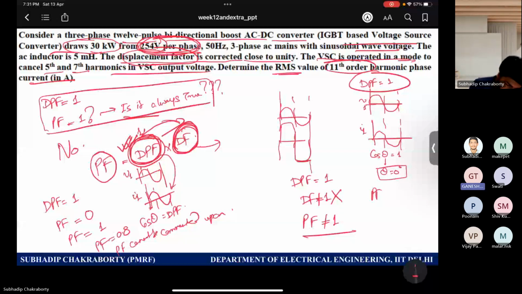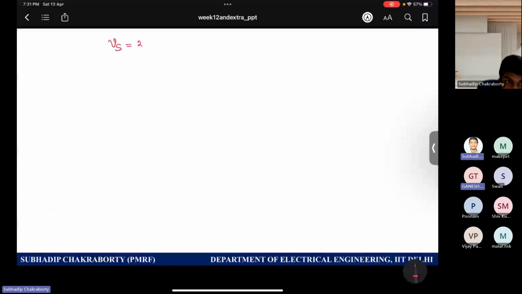This is the supply voltage, the voltage the converter is consuming. Correct. So I write VS. The slide is changing. So what I am telling is that the supply voltage is given to you, 254 volt per phase, right? That information is given to you for this system.